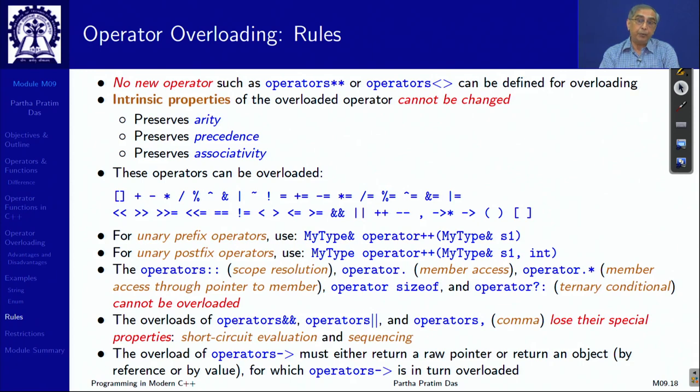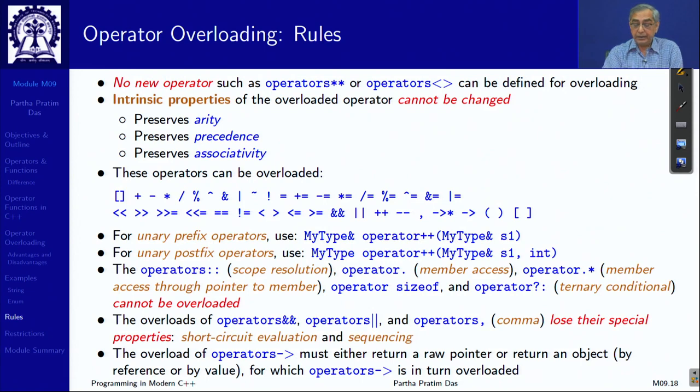Then the intrinsic property of every operator must be preserved, that cannot be changed. What are the intrinsic properties? There are 3 intrinsic properties of an operator. One is the arity, that is how many operands it takes, 1, 2 or 3 typically. Two is the precedence in the whole sequence of operators, you cannot change that. And three is its associativity, that is whether it is left associative, whether it is right associative, or it may be non-associative, that is it cannot occur one after the other. So, these cannot be changed.